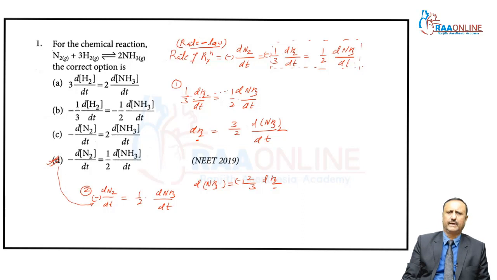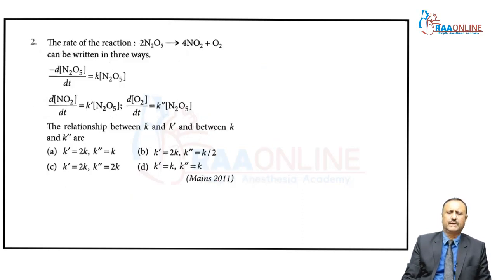NEET 2019. Now here we can go to question number 2. The rate of the reaction 2N2O5 gives 4NO2 plus O2, minus dN2O5 upon dt is equal to K N2O5, and here he asks for the relationship. First of all, my dear students, we can write the rate law. Then according to the rate law, the rate of reaction is equal to minus 1 upon 2 dN2O5 upon dt, that is equal to 1 upon 4 dNO2 upon dt, and that is equal to dO2 upon dt.